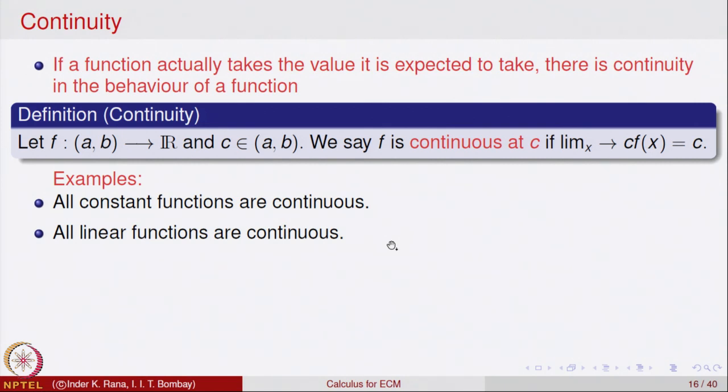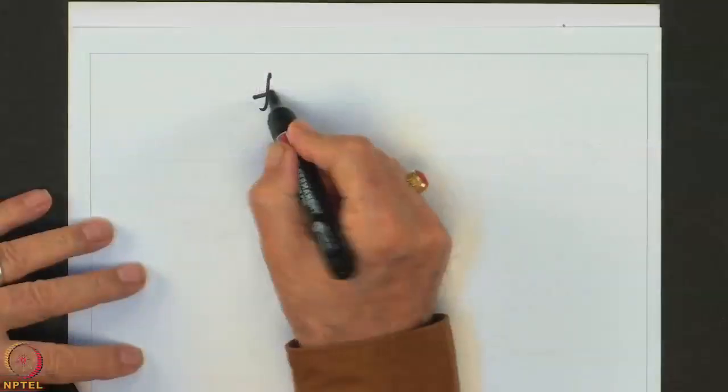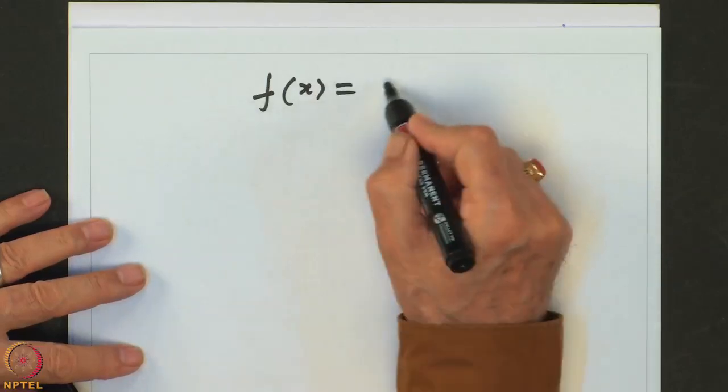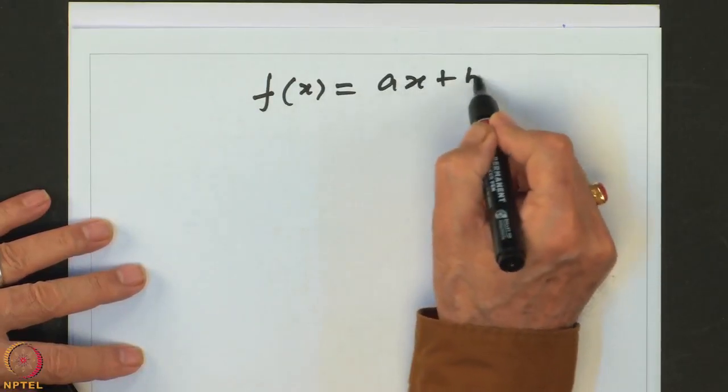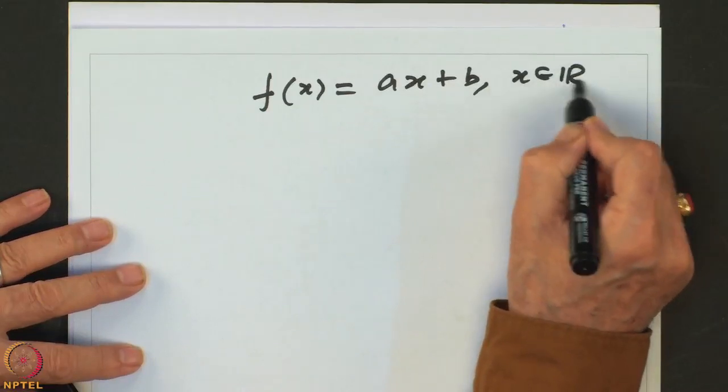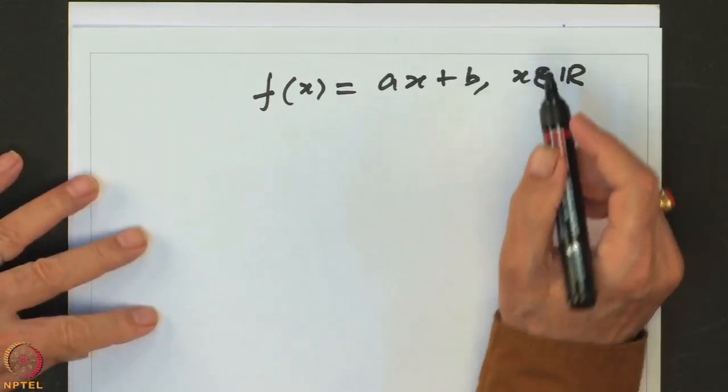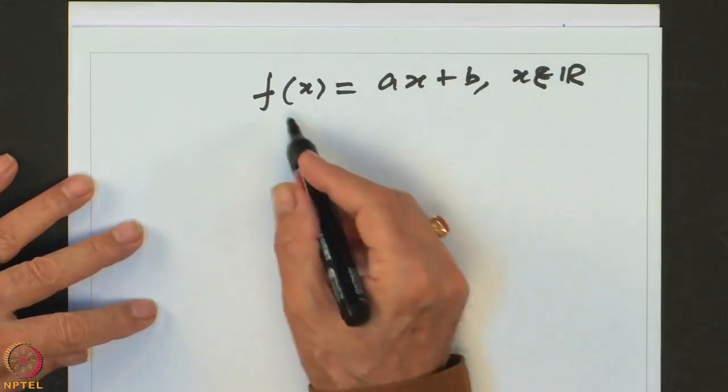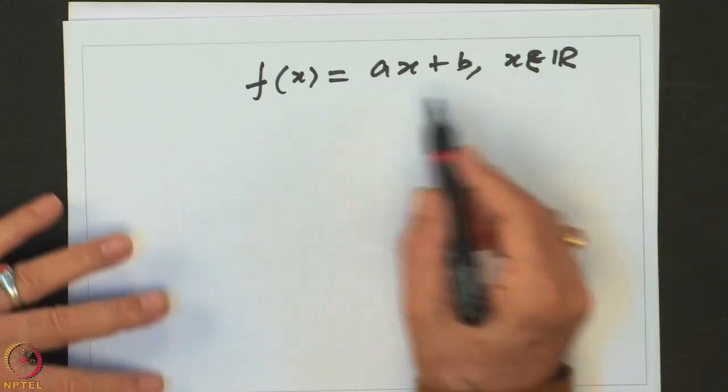So, what is a linear function? f of x is equal to, say, a x plus b, x belonging to R. That is what we call a linear function. So, the domain is the whole real line and the formula is as given.